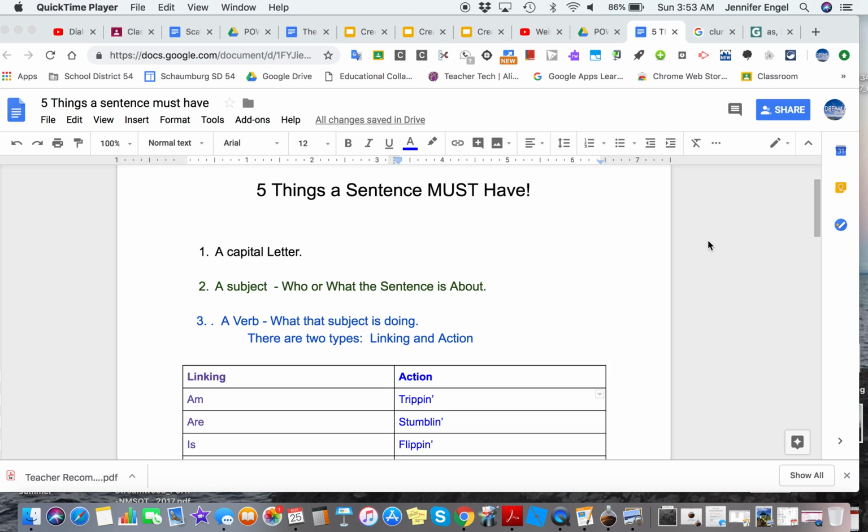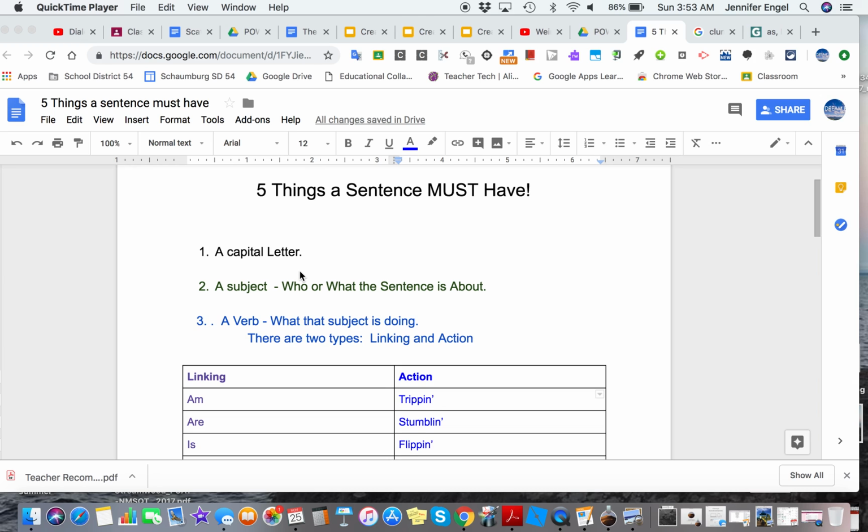Okay, so we're gonna have a quick mini lesson about punctuation. There are 5 things a sentence must have. Number one, I think you should know this by now. We've talked about it even when you're in kindergarten or first grade. Well, maybe first grade, second grade for sure. Every sentence must have a capital letter.